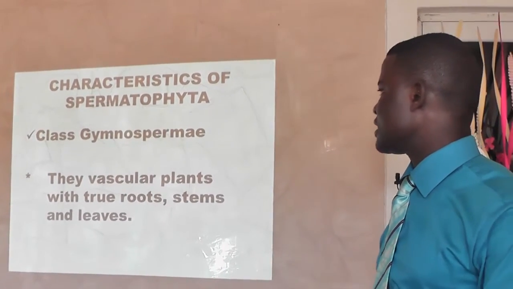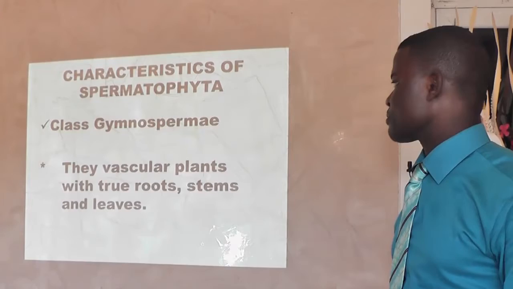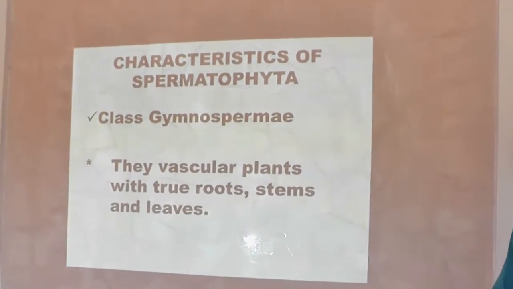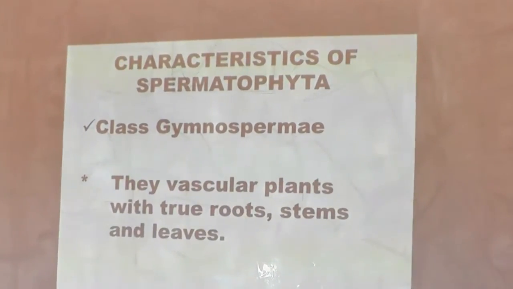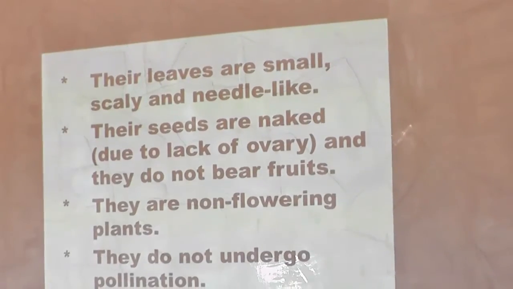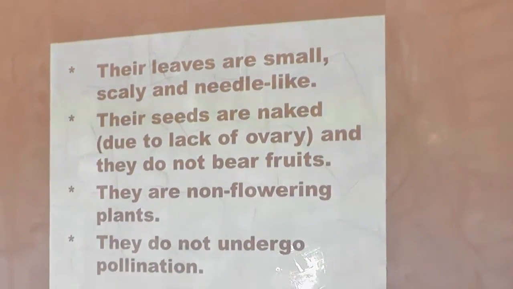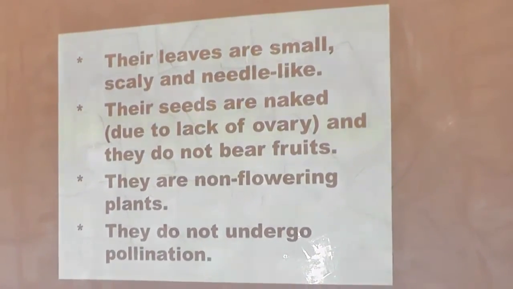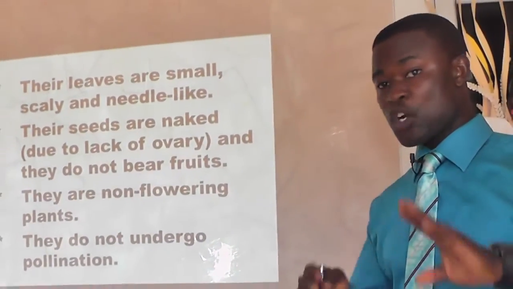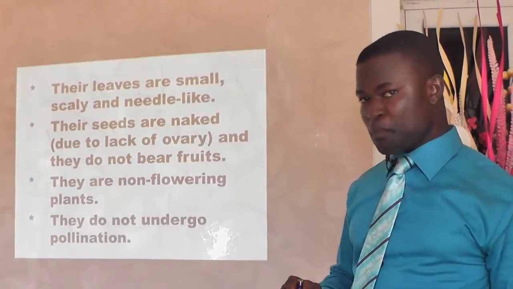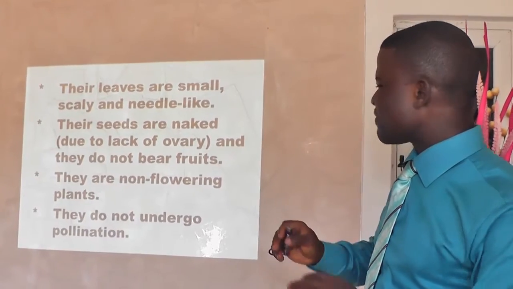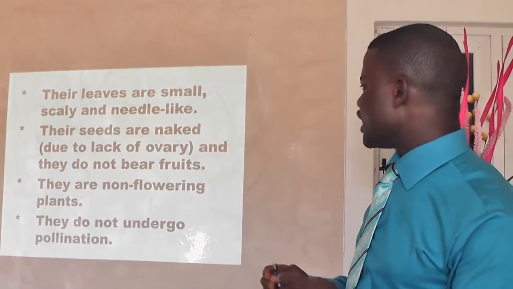Now let's take a look at the spermatophyte. These ones are vascular plants with true root, stem, and leaves. Their leaves are small, scaly, and needle-like. Their seeds are naked, that is the gymnosperm, because spermatophyta are grouped into two, angiosperm and gymnosperm. So we are talking about the gymnosperm now.